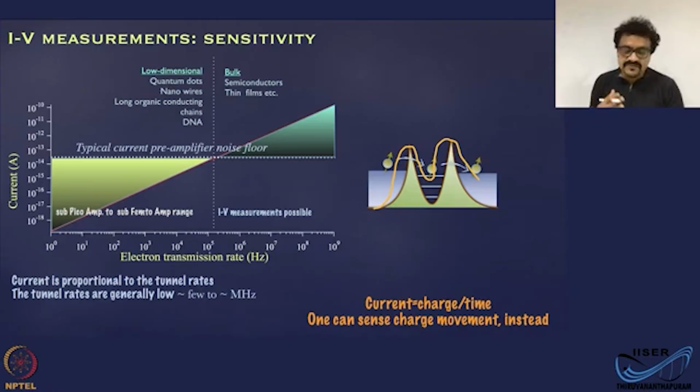But even for quantum dots, what is more important is to know whether there is an electron or not, or what is the charge state of the dot, which is more important than measuring the current. So measuring the charge is actually more straightforward for a quantum dot rather than measuring the current through the device. So that is the take-home message here.